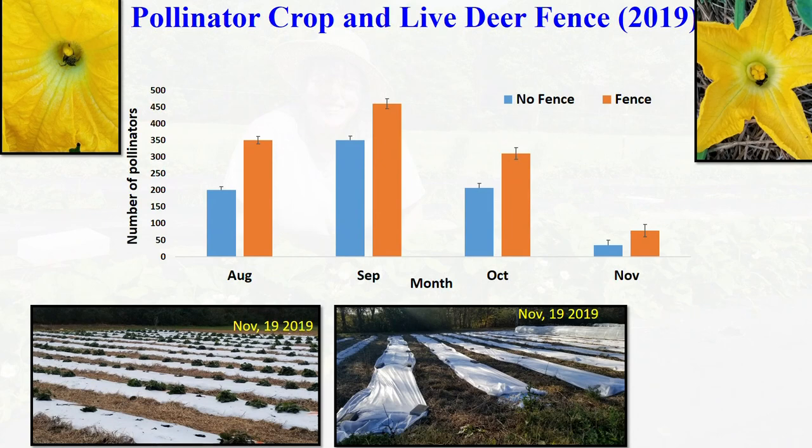So this is how it looked. On the x-axis we have month, and on the y-axis we have number of pollinators. So every morning we were in the field and counted the number of insects. These are in pairs. Blue means no fence. No fence means no pumpkin around the strawberry plot. Orange means there are pumpkin vines around my strawberry plot. And you can see the number of visitors is higher in plots which are surrounded by pumpkin.